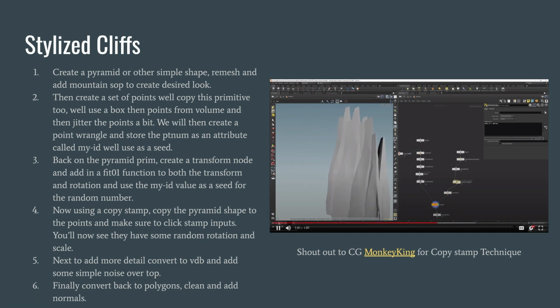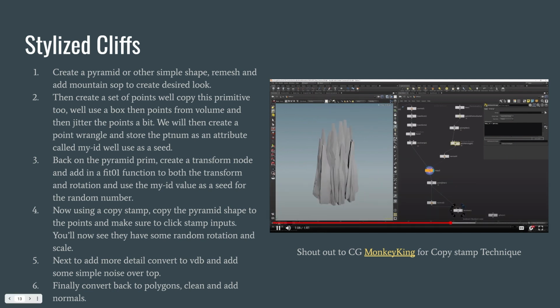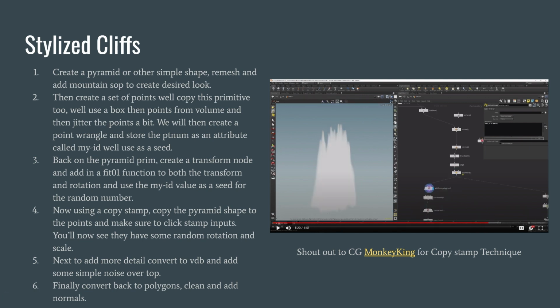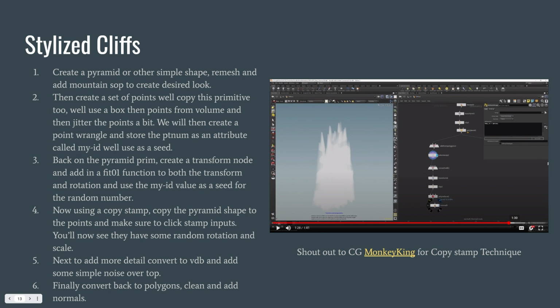Then to get a little more detail in there, I'm combining it, cleaning it up, remeshing it, and adding a nice bevel to it. But then we convert it to a volume, and we add a volume SOP and some basic noise to get the look that we wanted. We convert it back to polys, add some normals, do a poly reduce, and we get our final result.